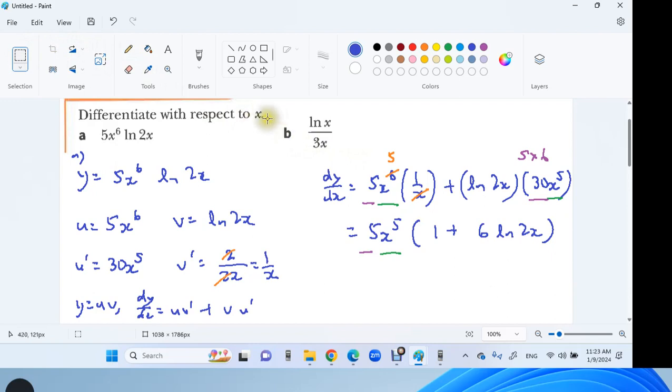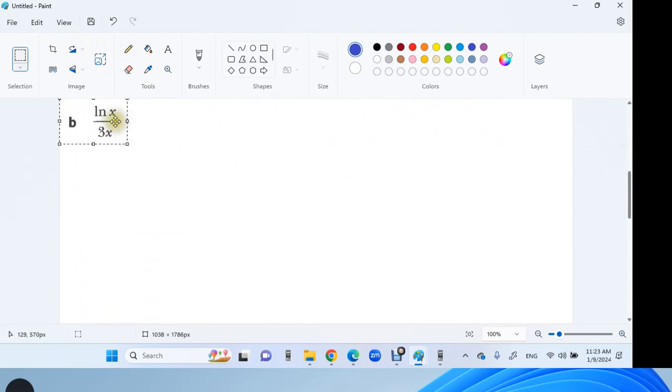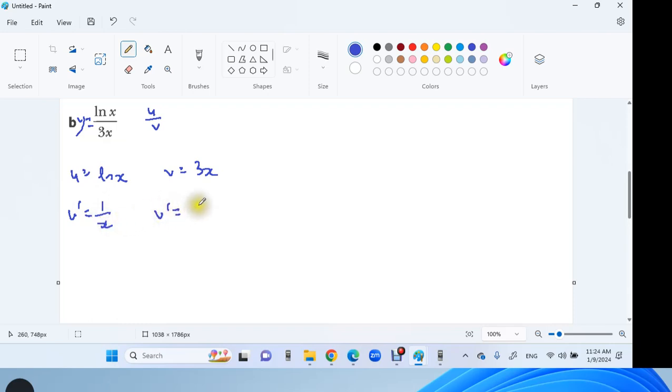Okay, next we look at b. b is u over v. So we have the u over v here. So u is ln x, v is 3x. Then u prime is 1 over x, and v prime is 3. Okay, so differentiating u over v will be vu prime minus uv prime over v squared.